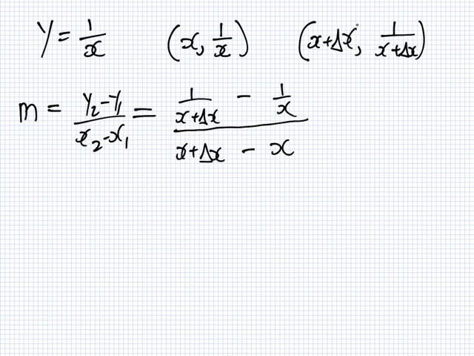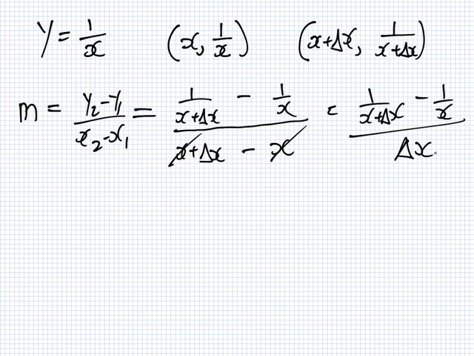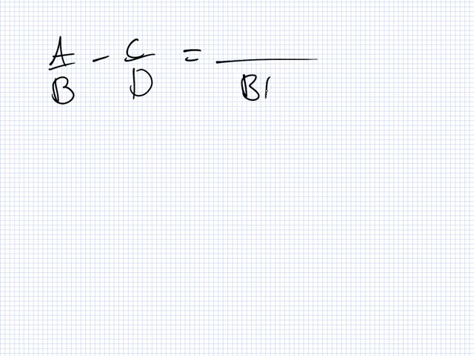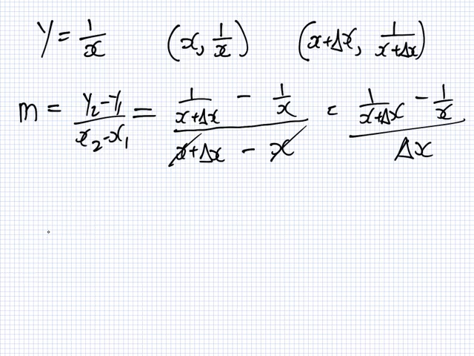Okay, so what happens down the bottom is that the x's cancel. So now we're left with 1 over x plus delta x minus 1 over x, all over delta x. Now, if you have a over b minus c over d, the easiest way to put these together is just bd here, and then ad minus bc, like this.